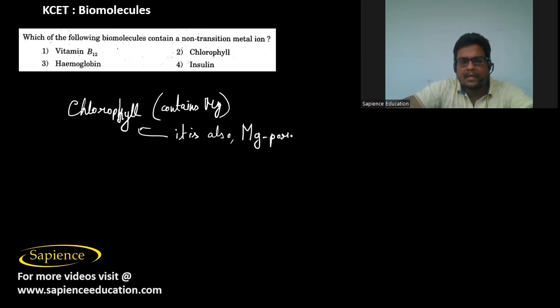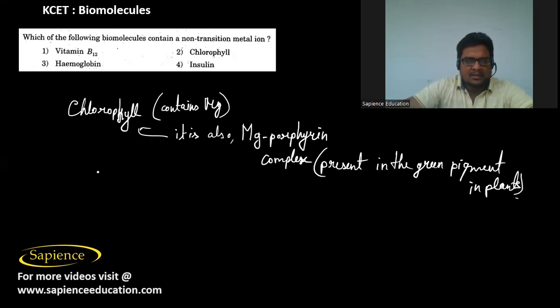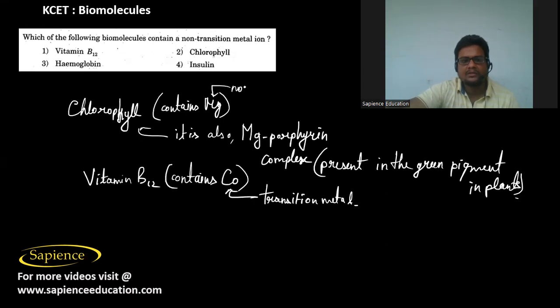It is a magnesium porphyrin complex which is present in the green pigment of plants. And in case of vitamin B12, it contains cobalt, which is obviously a transition metal ion. And magnesium, Mg, is not a transition metal ion, so it is a non-transition metal ion.